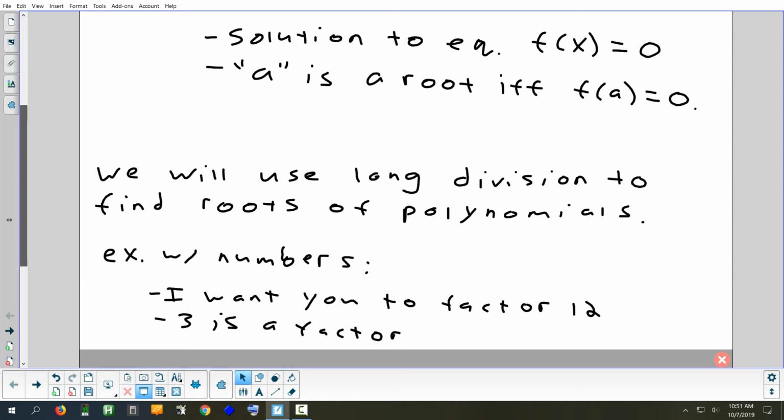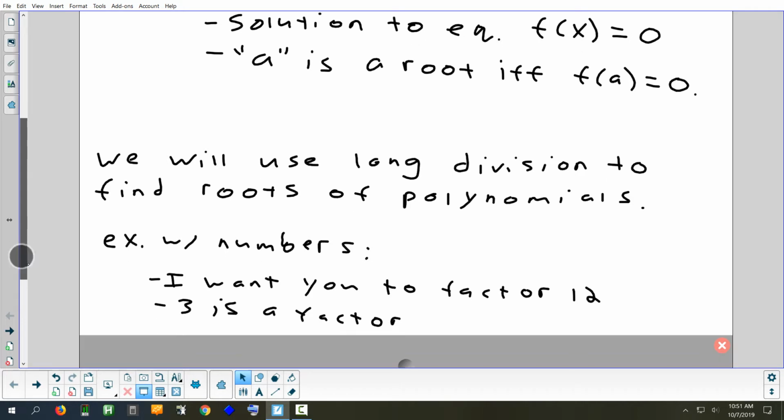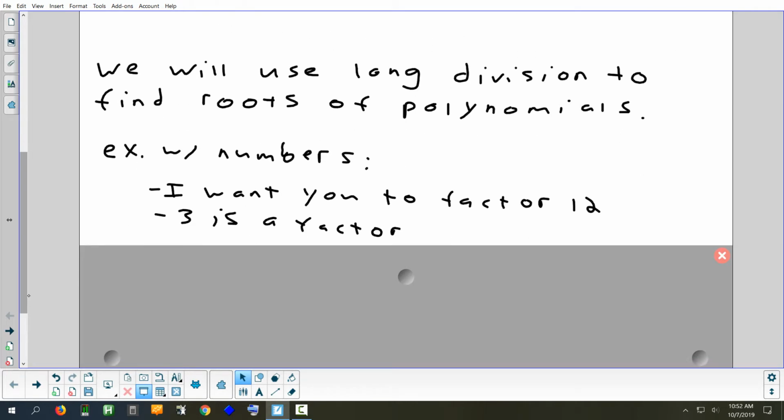So let's say I gave you something to factor. Something very simple, the number 12. And I'm going to tell you 3 is a factor. So now you know one of the factors of 12. I want you to find the other one. How could you figure out the other factor of 12 knowing 3 is a factor? Yeah? Divide 12 by 3? Yeah. You take what you're trying to factor and you divide it by what you know is a factor, and that gives you the other factor.